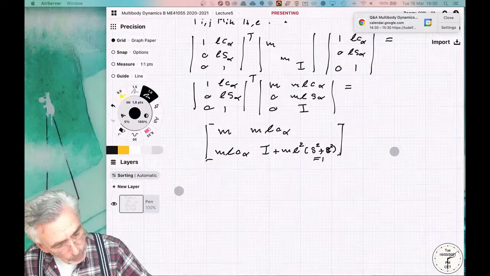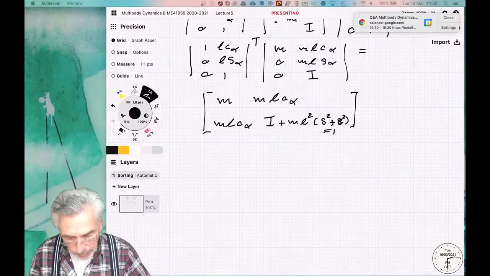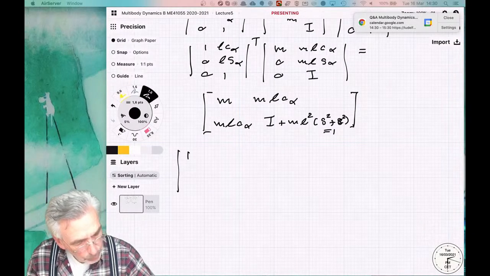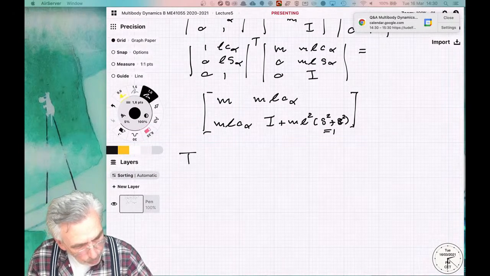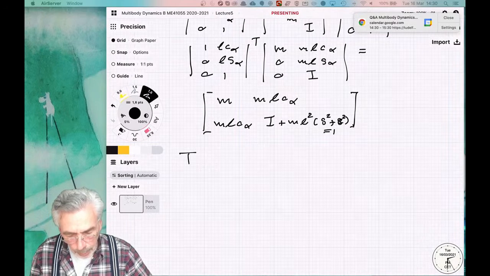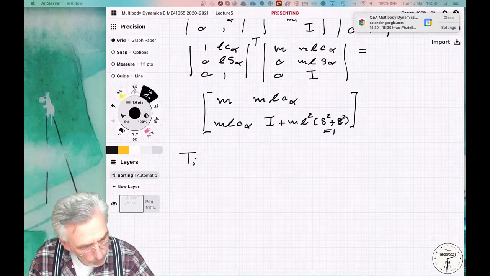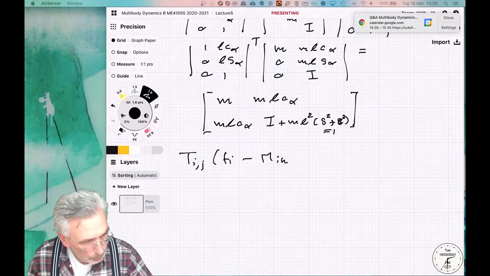Next step is, of course, that we have to form this right hand side. So again we have this transformation matrix. So before I do that, let me repeat. What I'm going to do is the right hand side of the equation. Let's get that in our mind. So that was T_ij times F_i minus M_ik h_k.